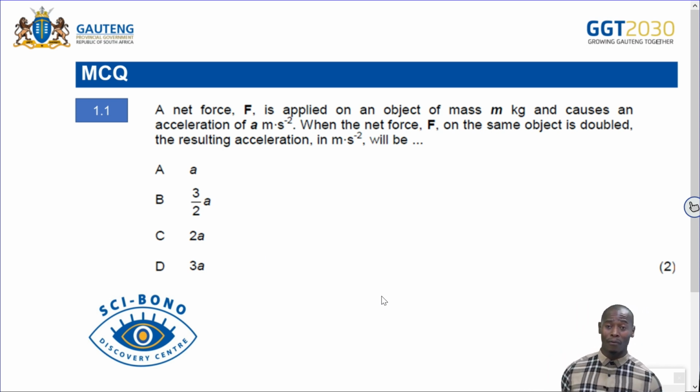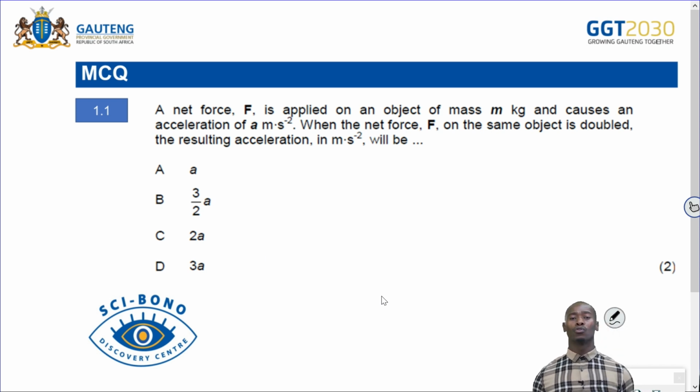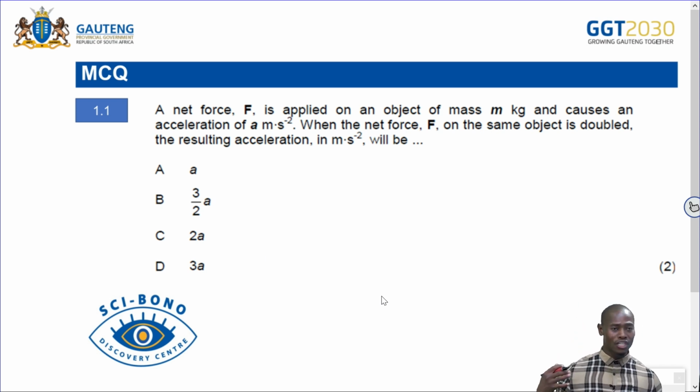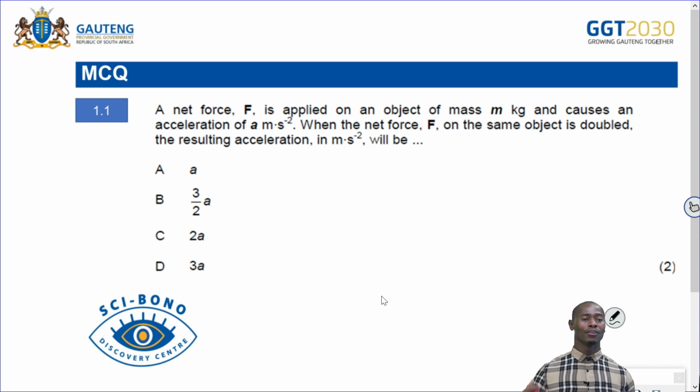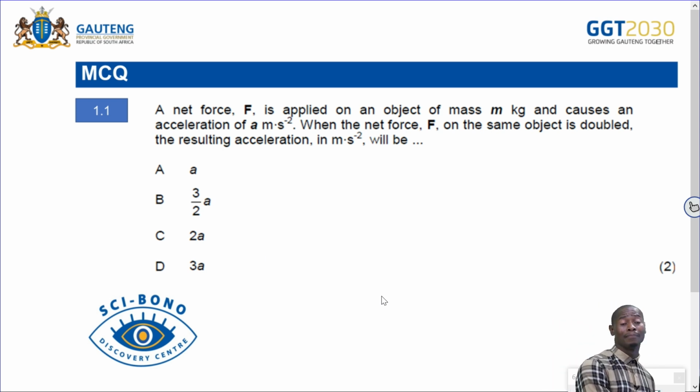Remember the structure of our question paper, whether it is paper 1, which is your physics, or paper 2, which is your chemistry. The first 10 questions, question 1, 1.1 to 1.10, are multiple choice questions. So we must get used to answering multiple choice questions correctly. For you to be able to answer them correctly, you must know your content.